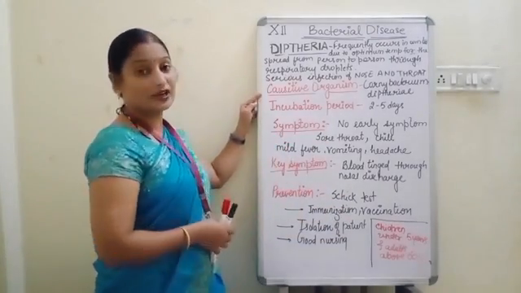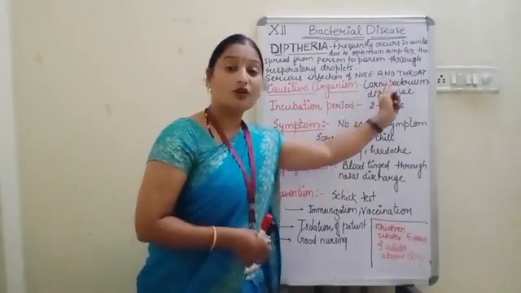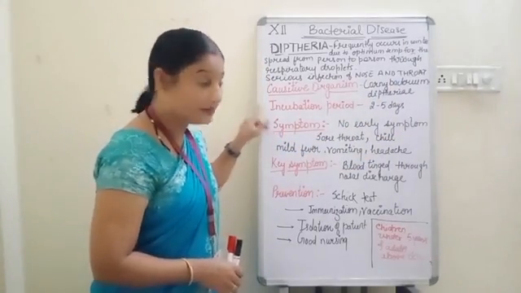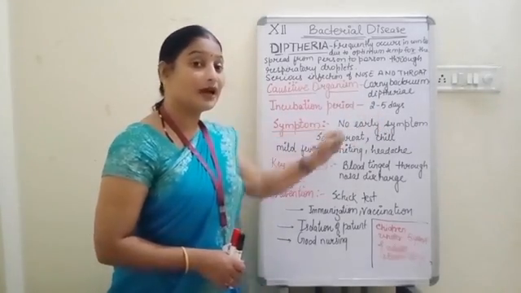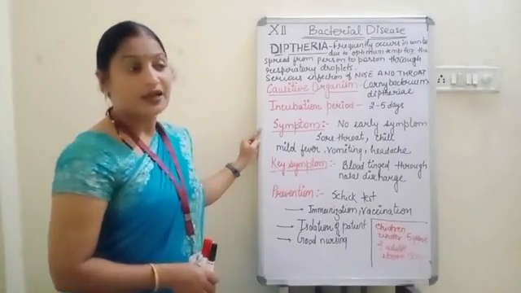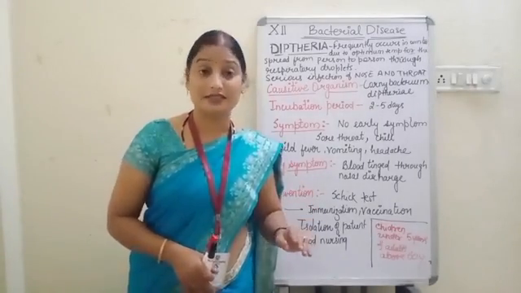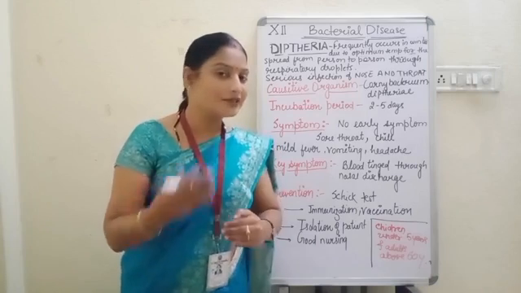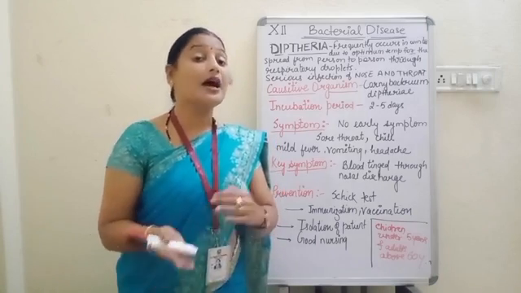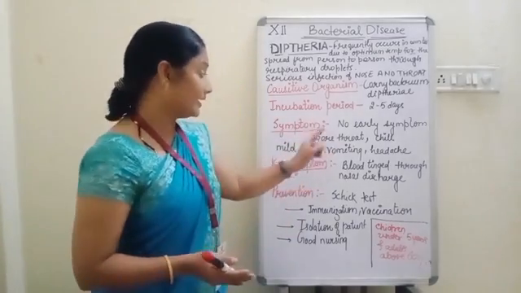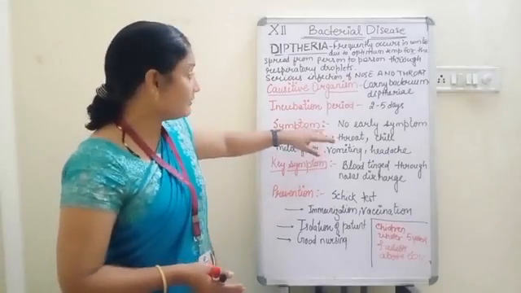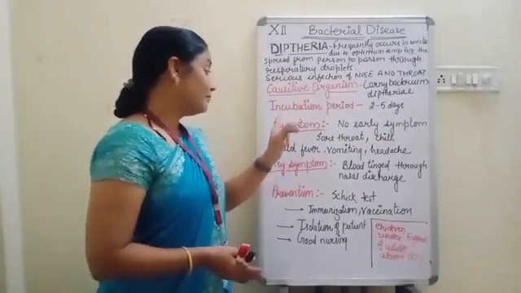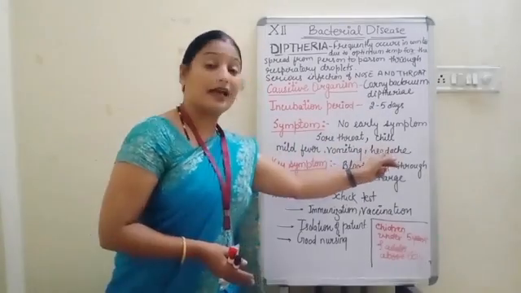Next, causative organism. It is caused by Corynebacterium diphtheriae. Incubation period. We know the meaning? 2 to 5 days. Now, what will be the symptoms? There is no specific symptom of this disease, children. No specific early symptoms. But after some time, the symptoms will appear. Now, what were the symptoms? Like sore throat. Definitely, if it is a respiratory disorder, then sore throat, chill, mild fever, vomiting and headache.